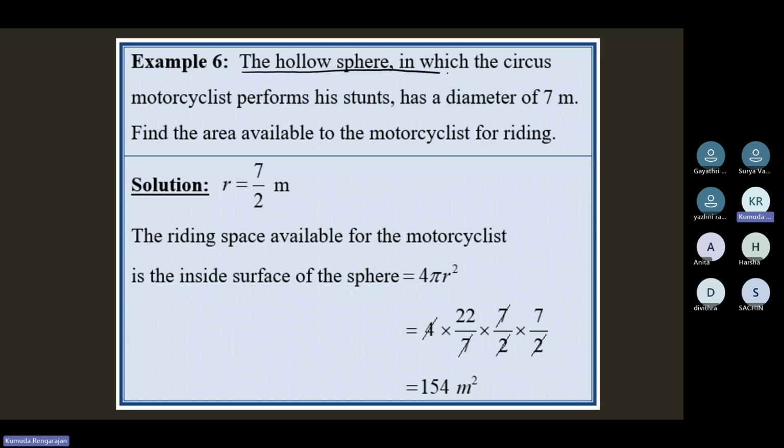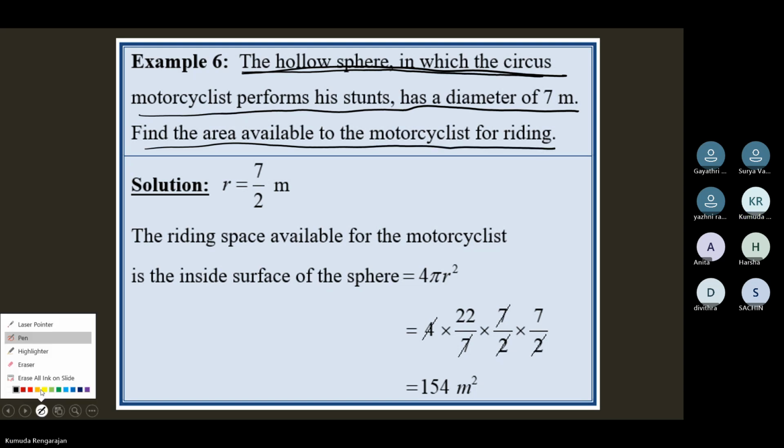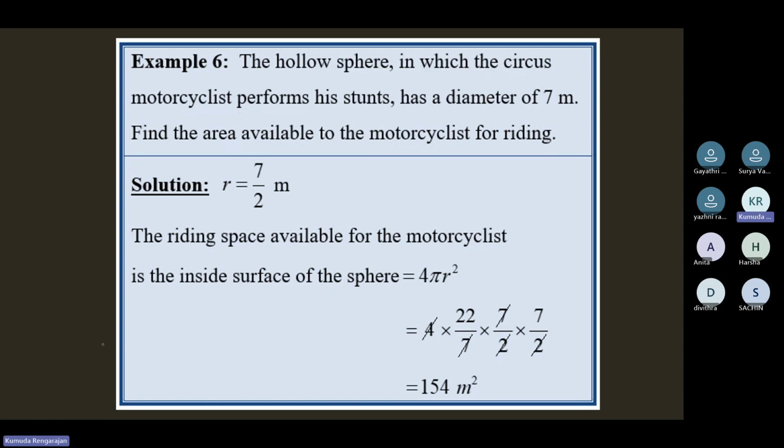The hollow sphere in which the circus motorcyclist performs his stunts has a diameter of 7 meters. Find the area available to the motorcyclist for riding. Find the area available. So it's a sphere, total surface area. There's no other area, no? For a sphere, total surface area. What area is available? Total surface area is available. All this area inside the sphere is available. So the formula is 4 pi r square. TSA, 4 pi r square. Diameter is 7. So radius is 7 by 2. Or you can also take 3.5.